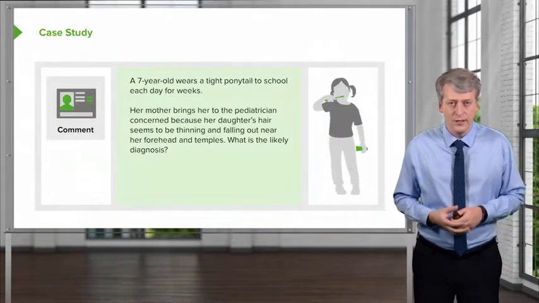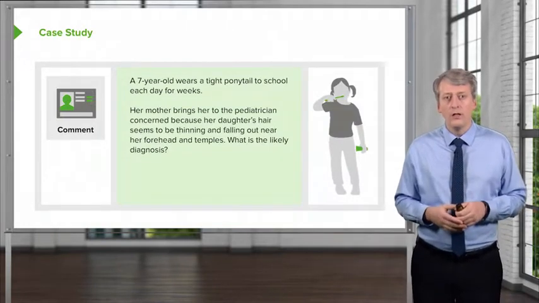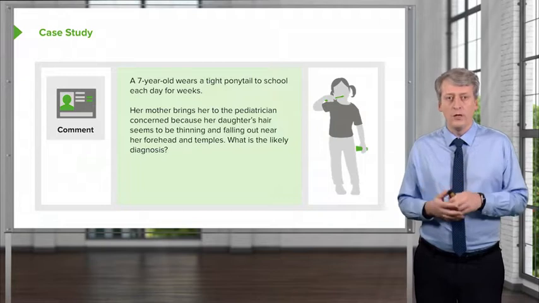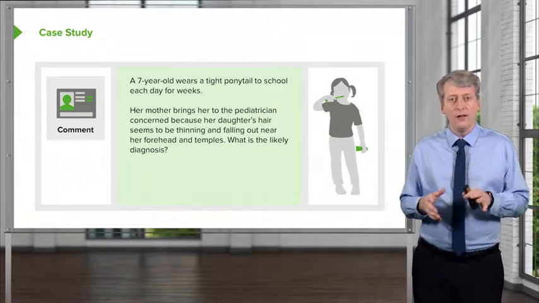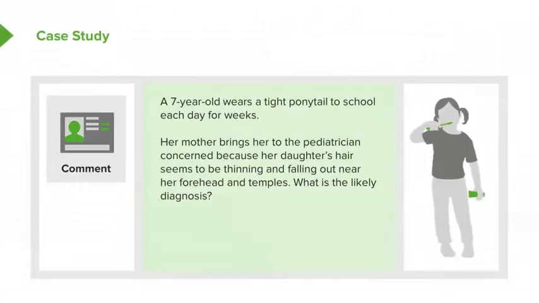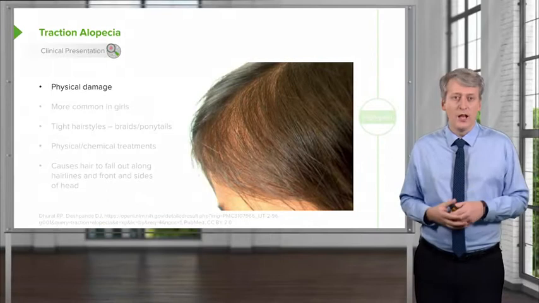Here's another case study. A 7-year-old is wearing a particularly tight ponytail to school every day for several weeks. Her mother brings her to the pediatrician concerned because her hair seems to be thinning and falling out near her forehead and her temples. What's the most likely diagnosis? So this is traction alopecia.